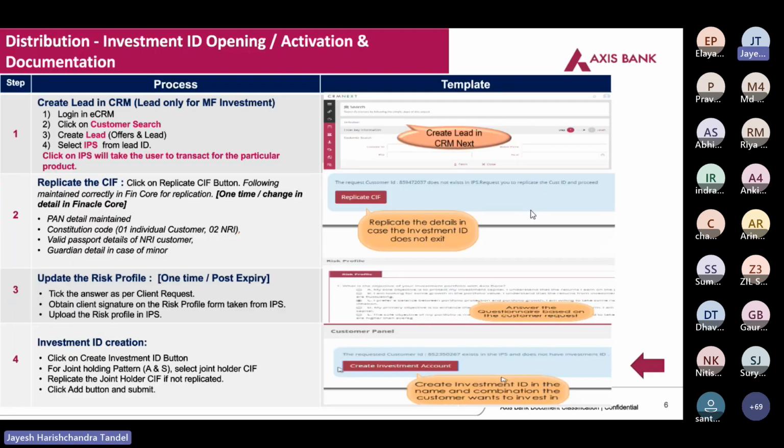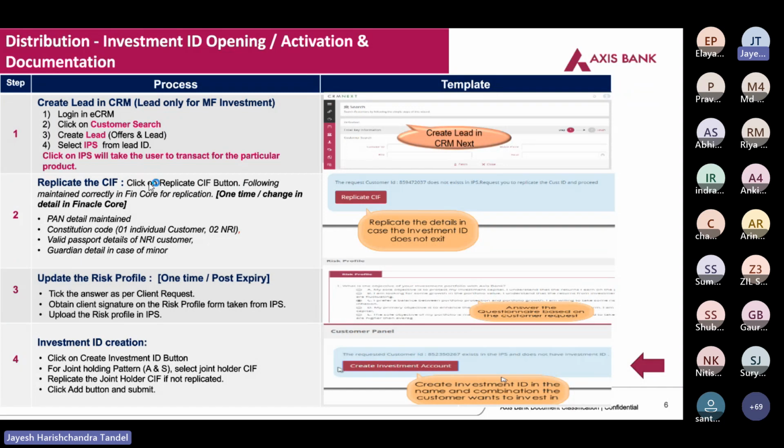As I said, you first have to log into the ECRM system. In the ECRM system, you will create a mutual fund lead. Once you create a mutual fund lead, you will get an option there, IPS. You have to click on the IPS link, and the ECRM system will take you to the IPS screen.